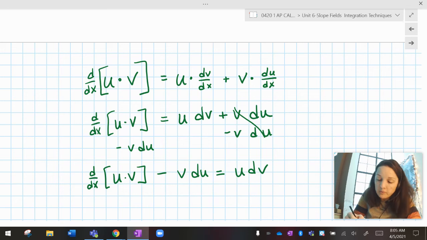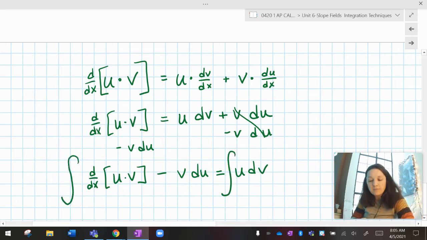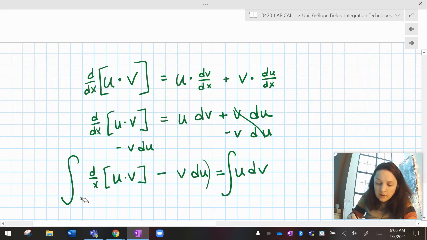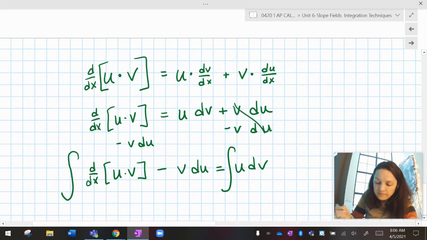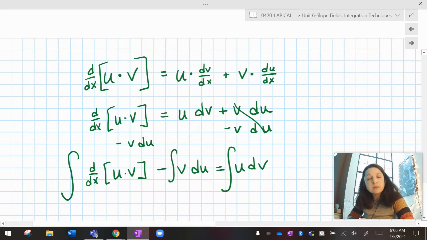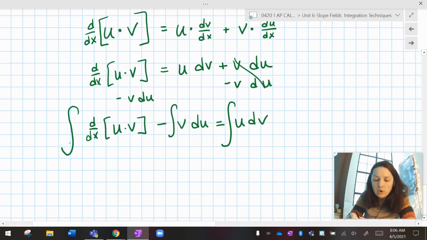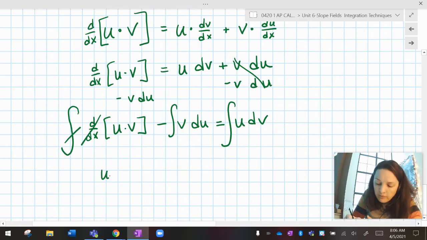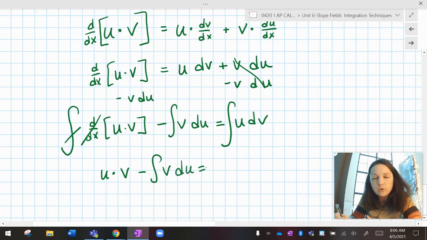Okay. Well, another thing I can do is integrate both sides. I'm going to integrate this side, and I'm going to integrate that side. And one of the rules of integration is if you integrate a sum or a difference, then the integral can be separated into two integrals, the integral of the first part and the integral of the second part. Well, integrals and derivatives are opposites, so when I integrate and differentiate, they effectively cancel out. So I'm left with just u times v minus the integral of v du.